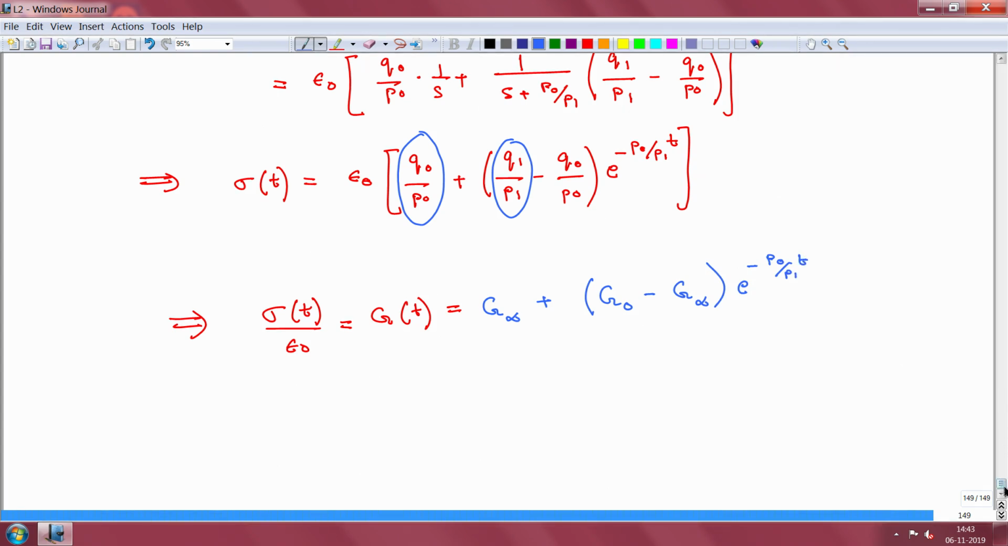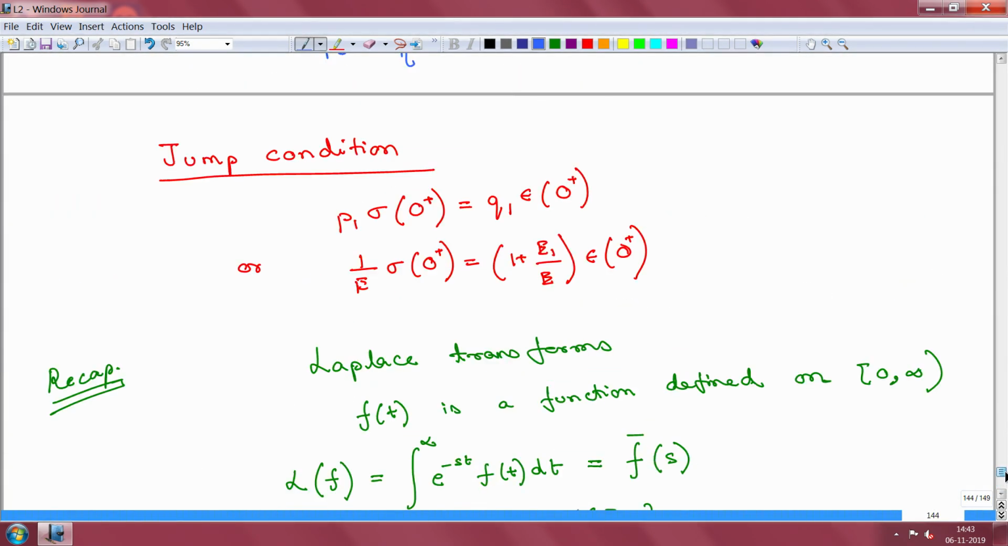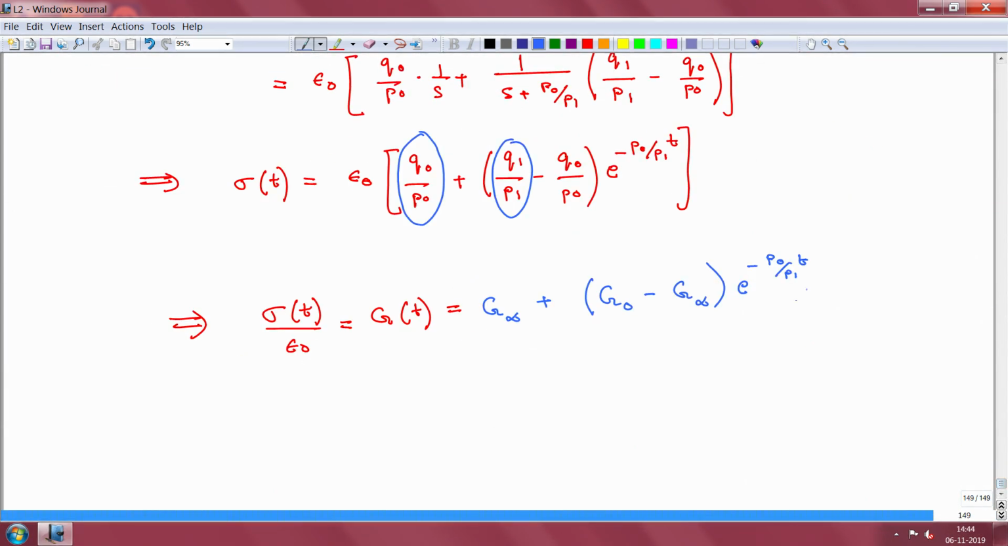What is p 0 by p 1? Okay, let us just quickly go back and check. So, p 0 was 1 by eta and p 1 is 1 by e. So, this is back to our lambda, right, eta by e. So, this quantity I can replace and I can just say that this is equal to g infinity plus g 0 minus g infinity e to the power minus t by lambda.